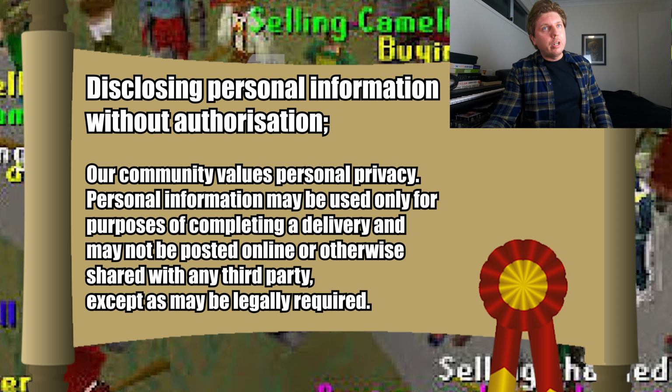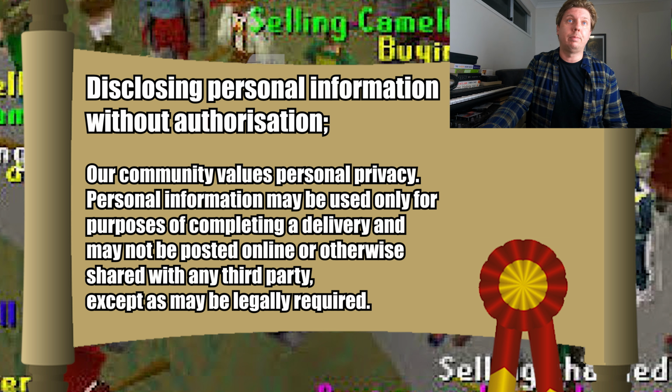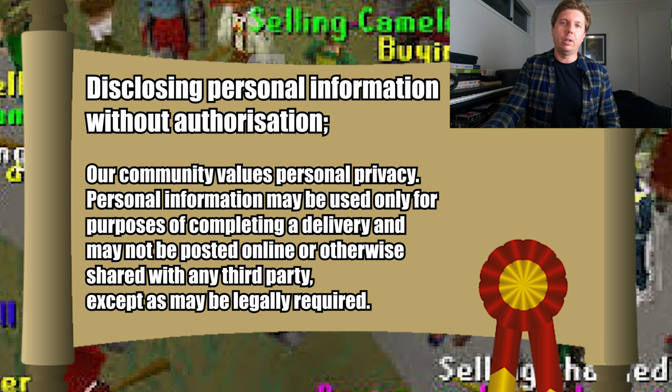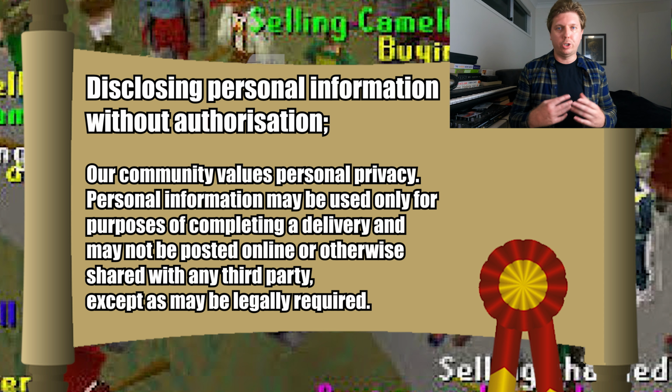Disclosing personal information without authorization. Our community values personal privacy. Personal information may be used only for purposes of completing a delivery and may not be posted online or otherwise shared with any third party, except as may be legally required. So, guys, if you're on Facebook forums or groups or anything like that, don't go posting up a customer's name and the address where they live and saying, F this person, or blah, blah, blah. Don't put customers' details online. Don't share it around. Don't be a pain with that kind of stuff, guys.